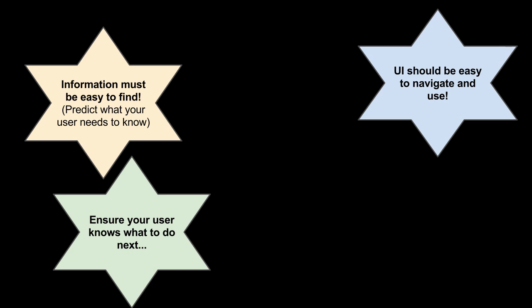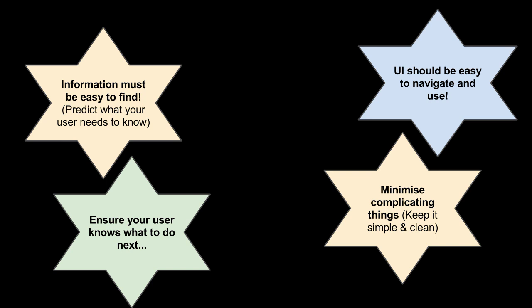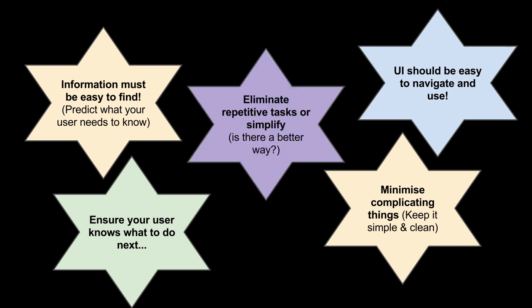Ensure your user knows what to do next or where they are in the program. Minimize load times and avoid overcomplicating things or having things look too busy. Eliminate or simplify repetitive tasks. Is there a better way of doing something? And this is where the idea of loops and repetition and finding patterns in programs is really crucial. We'll be exploring in detail some of the examples of user interface design that are relevant to these streams.